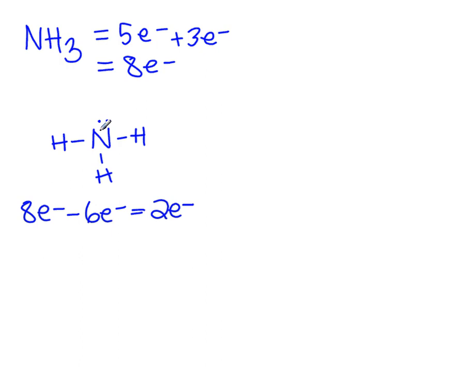And now once I've done that, I can check. There are 2, 4, 6, 8 around nitrogen. So that's your Lewis structure for ammonia.